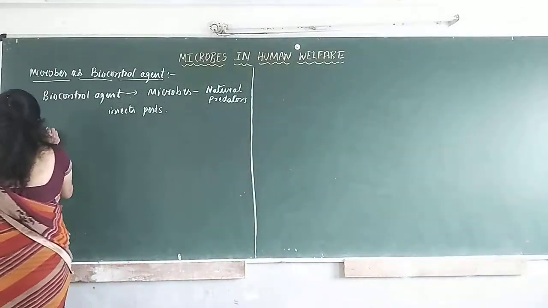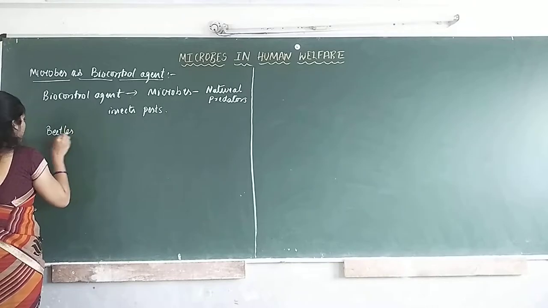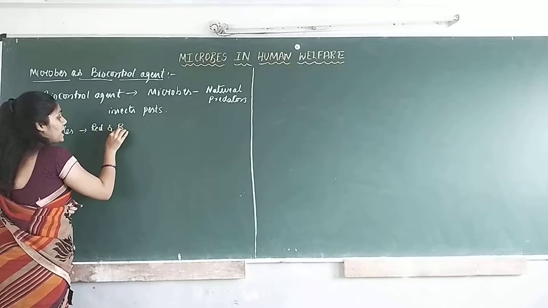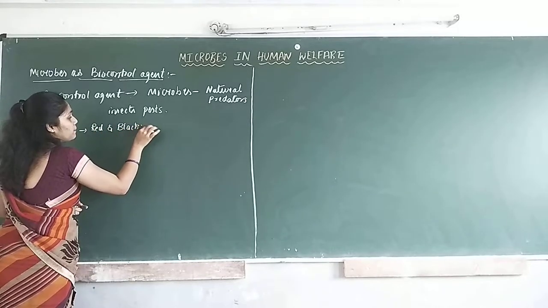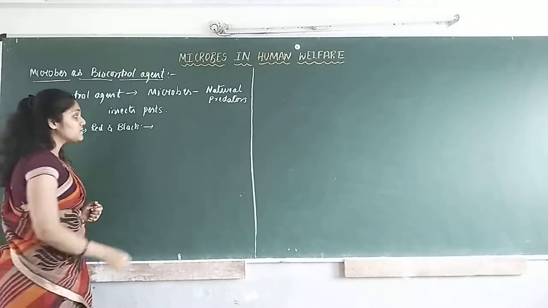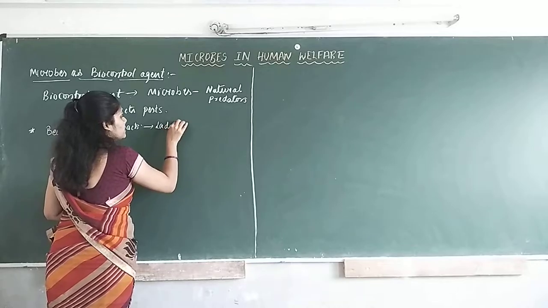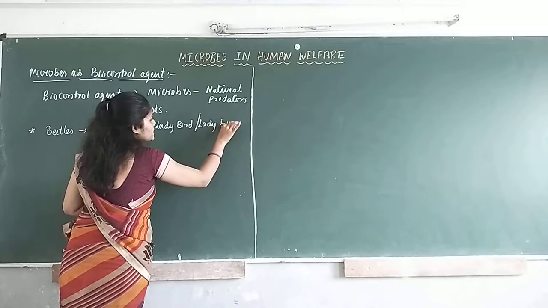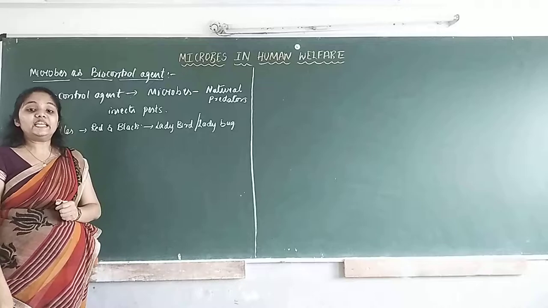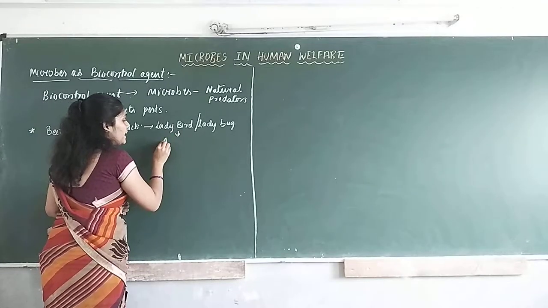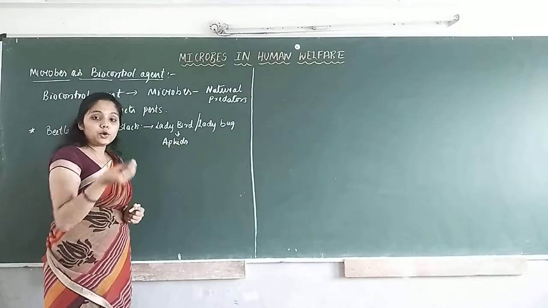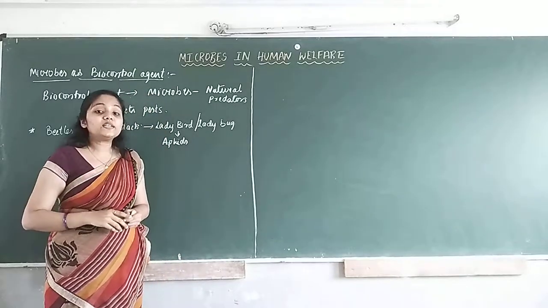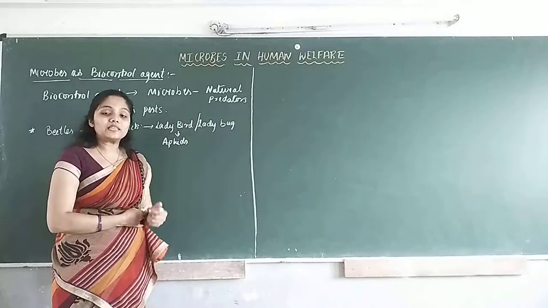So here the beetles. One of the beetles which has red and black marks, we call it a ladybird or ladybug. Okay, students, so that is ladybird or ladybug. It is used to control the aphids. The aphids are small white insects, so that is called aphids. That aphids are controlled by using the ladybird or the ladybug.